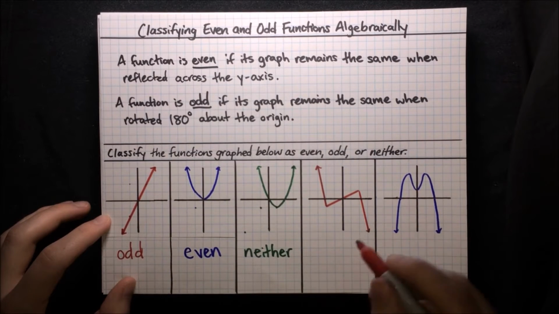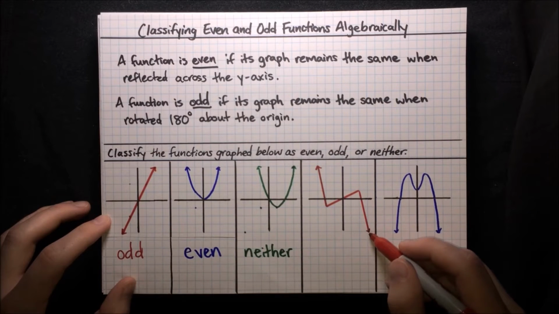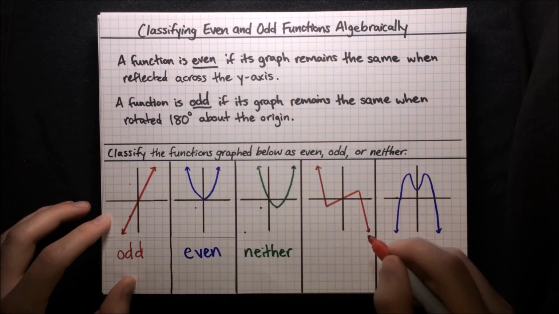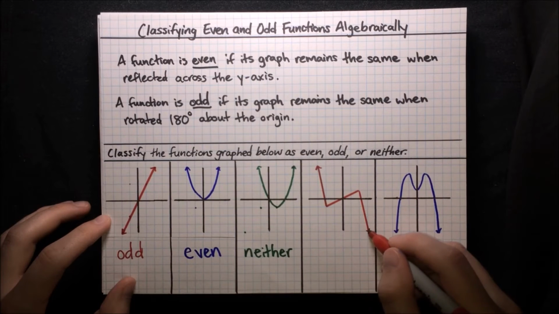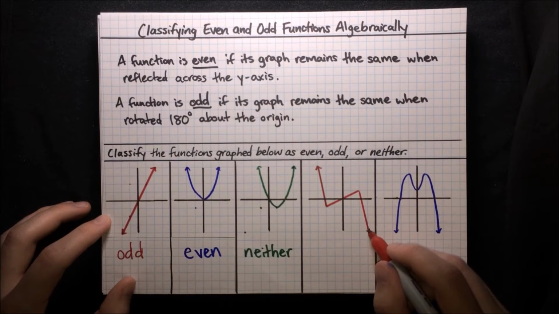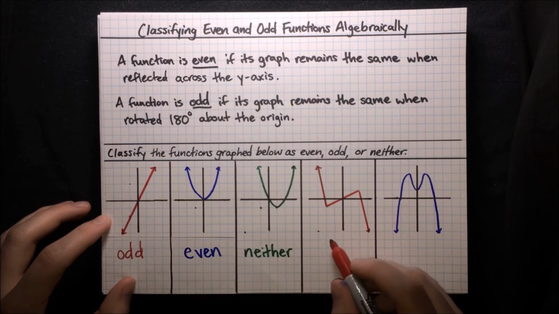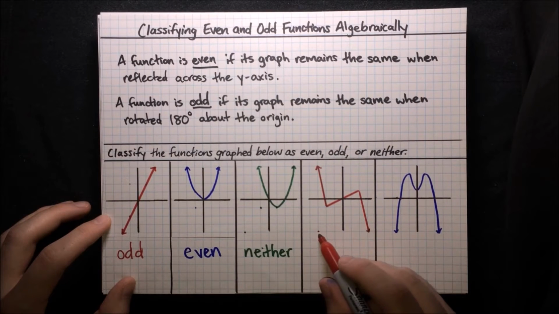Okay, so how about this function here? Even, odd, neither? Well, let's test if it's even. Let's take a test point, how about this one here, and reflect that across the y-axis, see if it still lies on the function. So this point, it's at (3, -4) right now, and that goes to (-3, -4), which is right here, but that's not on the function. So nope, it's not even.